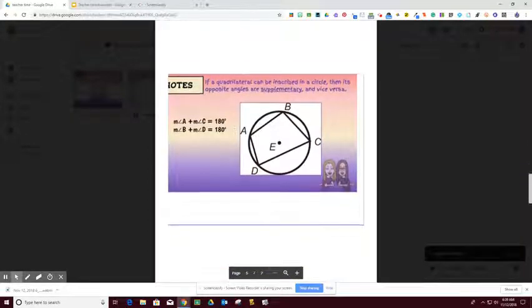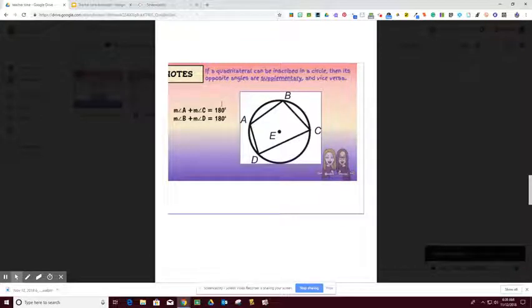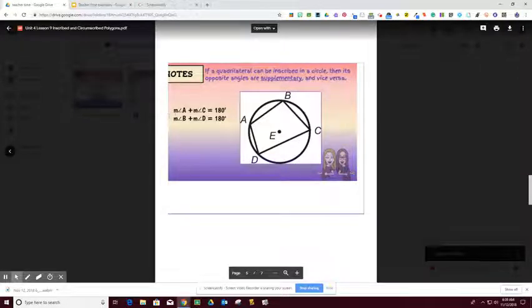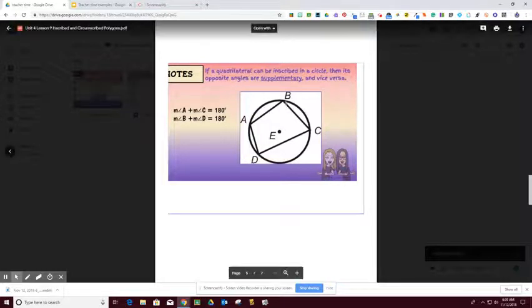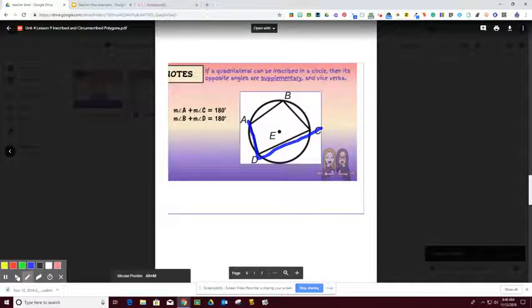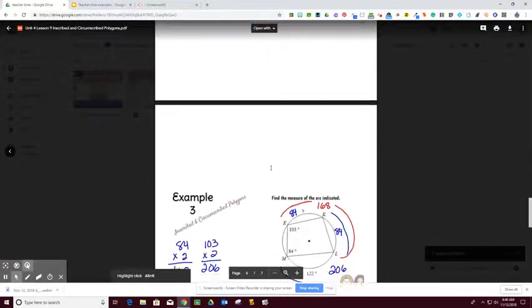It's important to note, I know that this is a 180 degree semicircle arc because BD is the diameter. And then we know that if a quadrilateral can be inscribed in a circle, then its opposite angles are supplementary and vice versa. So what that means is A plus C is 180, B plus D equals 180. And it's also important that you realize that there are inscribed angles with every piece of this. So angle D is an inscribed angle to arc ABC. So we're going to be using these things to be able to solve for the problem.